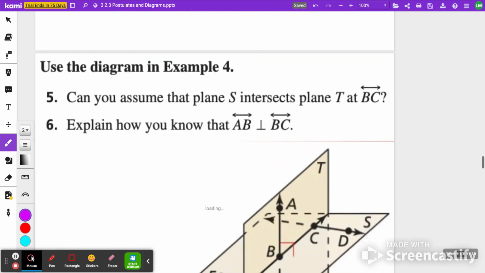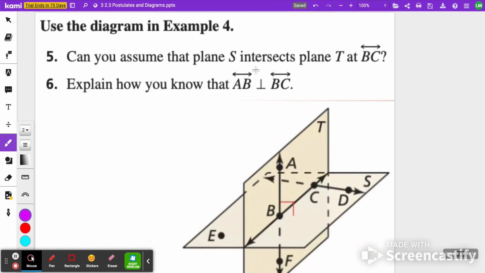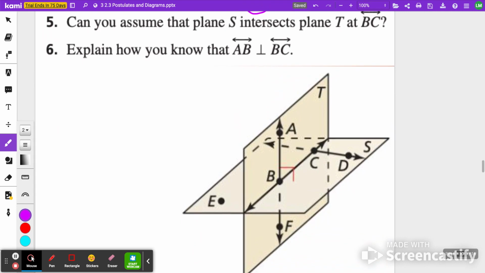The next two are going to be continuing of this example. So let's pause the video, try it on your own, and when you're done, click play.